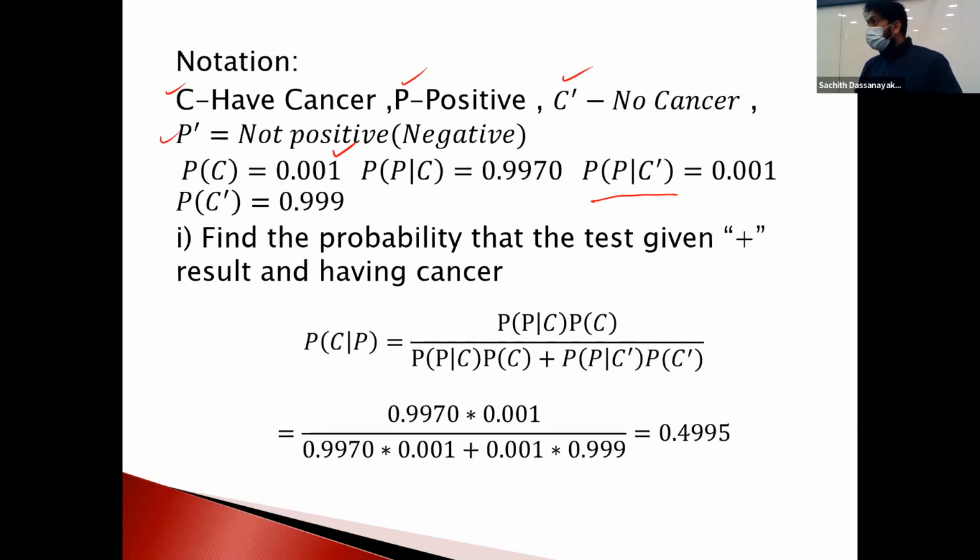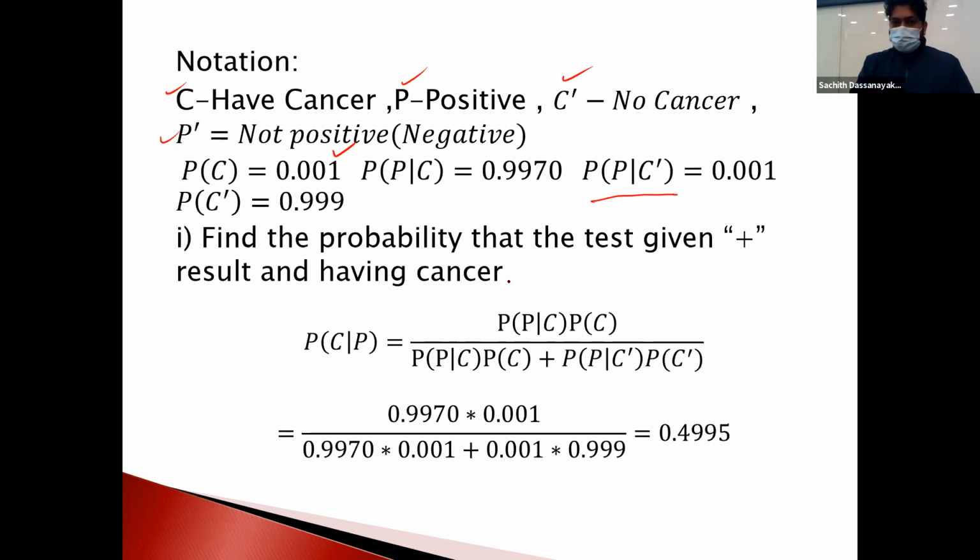Clear? Okay. So what is PC dash? What is PC? 0.001. So what is PC dash? 0.999. Okay. Clear? So these things you can figure out using this.